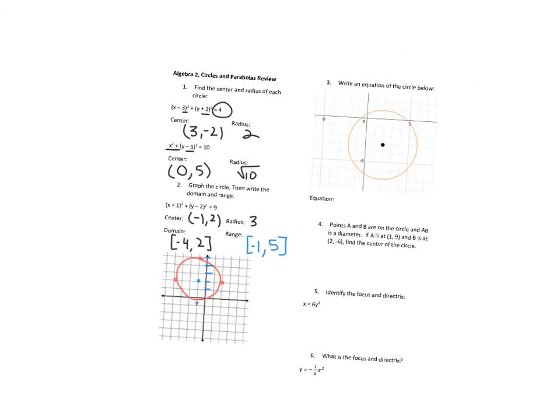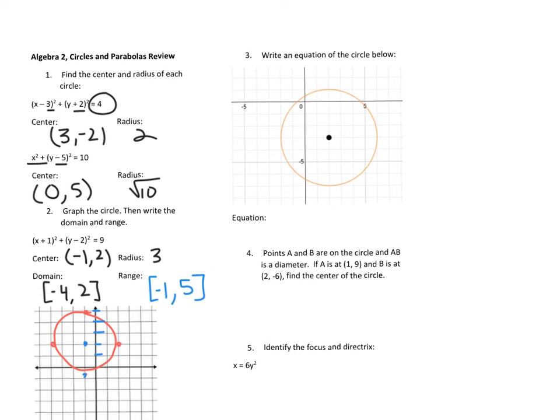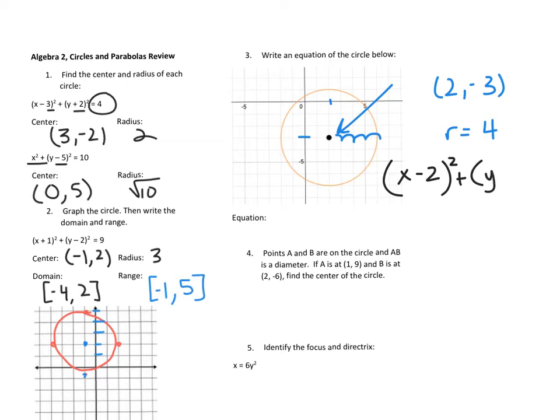For number 3, write an equation of the circle. So first I would find the center. The center is at (2, -3). The radius is going to be 1, 2, 3, 4. So your circle is going to be (x - 2)² + (y + 3)² = 4². 4 squared is 16.